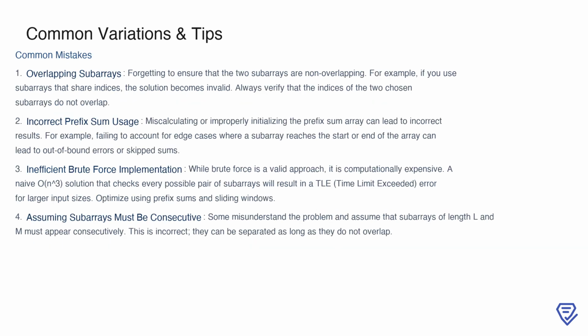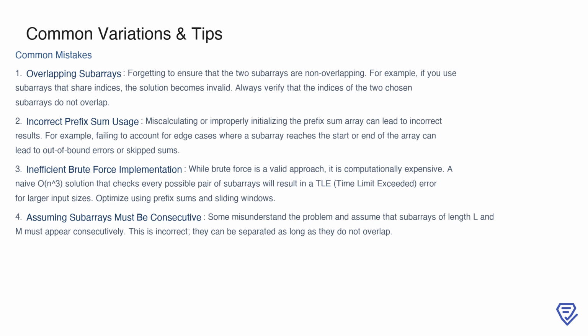When solving this problem, there are a few common mistakes to watch out for. First, you need to ensure that the two subarrays are not overlapping. If you accidentally select subarrays that share indices, your solution becomes invalid, so always verify that the indices don't intersect. Another mistake involves incorrect usage of the prefix sum array. If you miscalculate or improperly initialize it, you might end up with errors, especially in edge cases where a subarray reaches the beginning or end of the array. This can lead to out-of-bound errors or skipped sums.